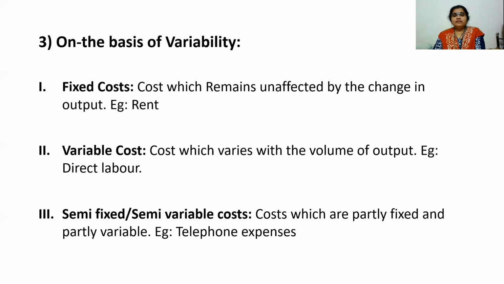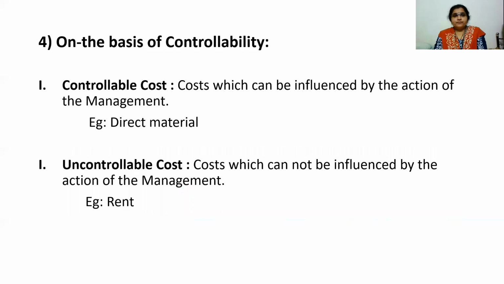Then we have semi-fixed and semi-variable cost. Semi-fixed or semi-variable costs are costs which are partly fixed and partly variable. For example, telephone expenses. According to the base of usage, we are going to pay the minimum amount of telephone expenses, and if we use the telephone much, on the basis of that usage only, we are going to pay the total charges of telephone.